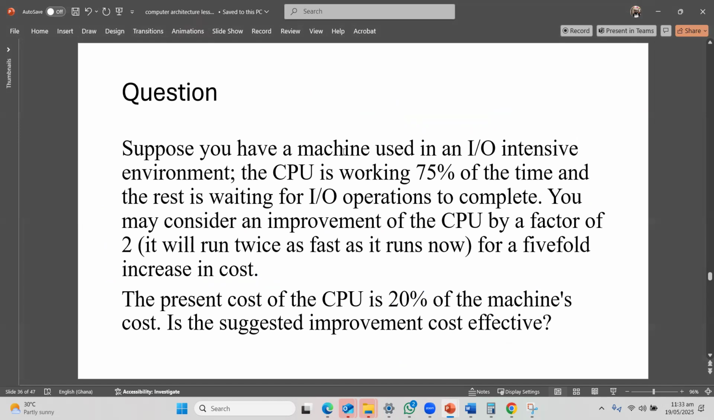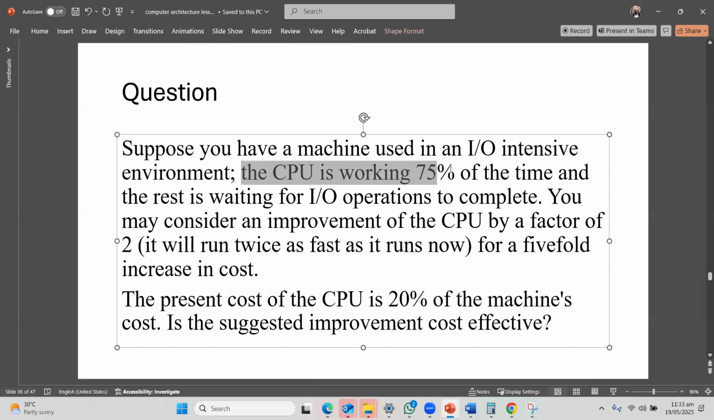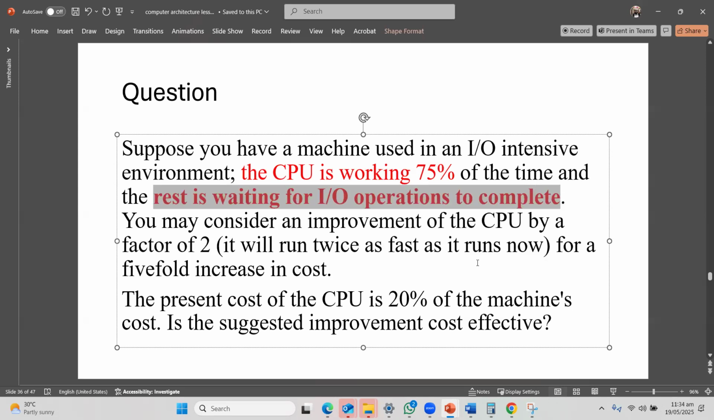I'm saying that suppose you have a machine used in I/O intensive environments. That is, you have a computer that is very intensive in displaying things and receiving inputs. The CPU works 75% of the time. So here, you can see that 75% of the CPU's time is spent doing a particular job. The rest of the time is used waiting for I/O operations. That means that the portion of the computer that I can change is the portion that is working. The one that is resting, I can't change.